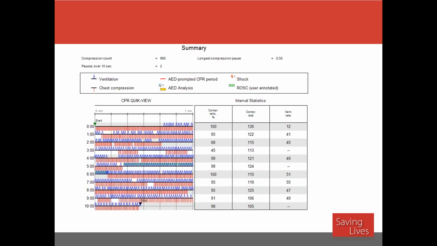And then here's another case I'm going to show you guys. Again, remember the red dashes are chest compressions. The blue triangles are assisted ventilations. And you can see here 41, 45, 49. Now, both of these cases were done with endotracheal tubes.